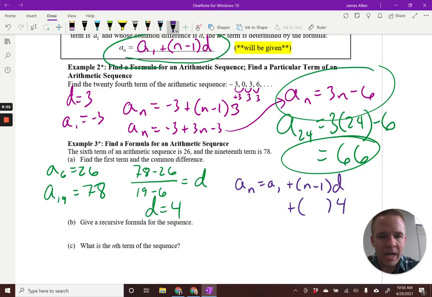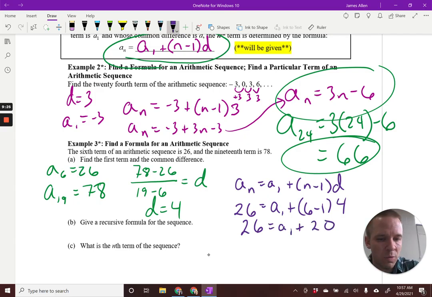The term I know, let's say I know the 6th term, right? So n could be 6. I don't know my first term, but I know a sub 6, that's 26. So I can set up this equation and solve for my missing term, right? Just like a normal algebra 1 kind of equation in this scary looking world. So I've got 26 is equal to a sub 1 plus, that's 5 times 4 is 20, subtract, and I get 6 is equal to a sub 1.